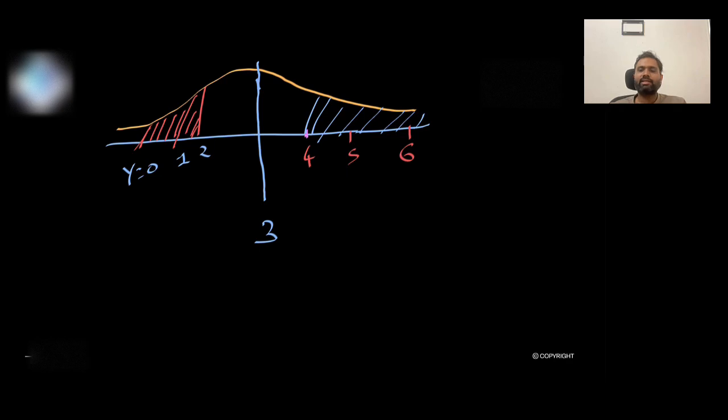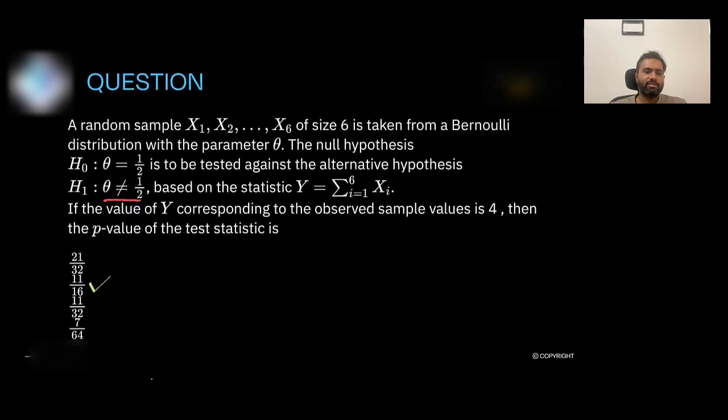The null hypothesis is theta equal to half. So under the null hypothesis, this orange curve is my distribution. But the p-value that I am calculating is the sum of the probabilities of the samples coming under both extremes. If you simplify this, you will get 11/16 as the answer.